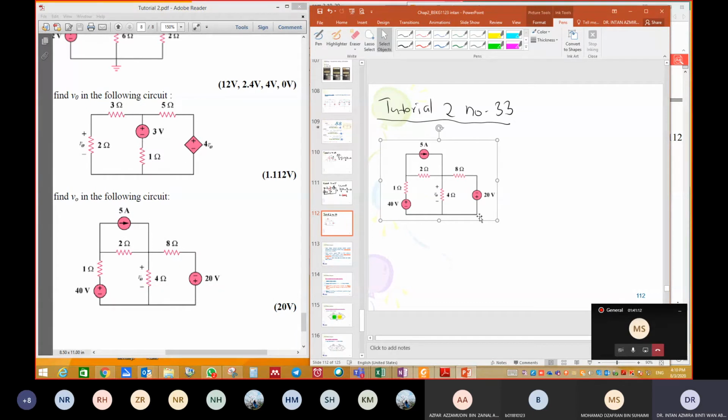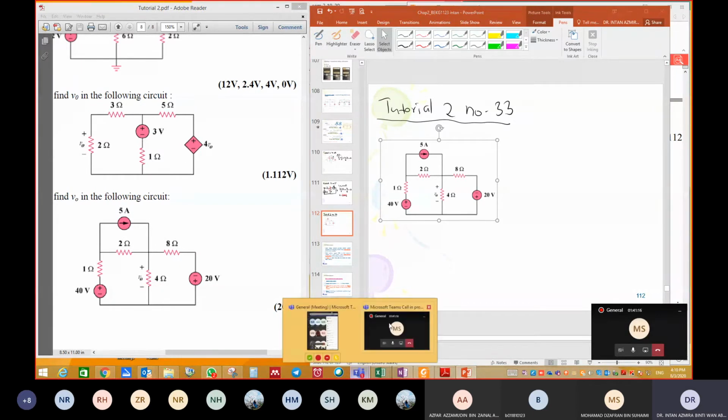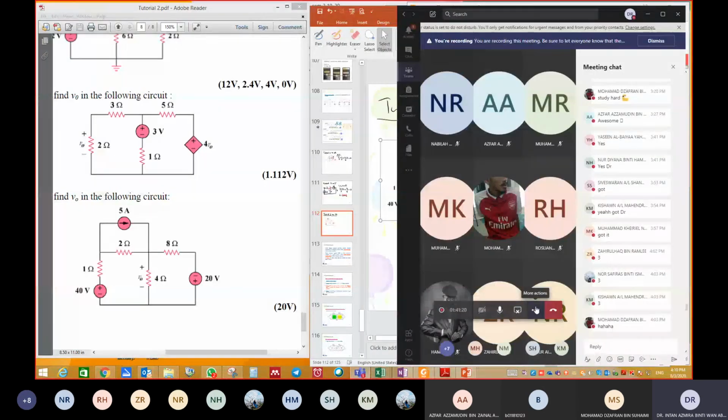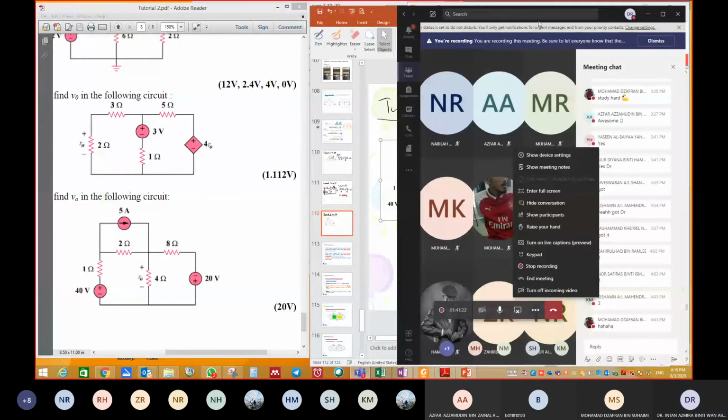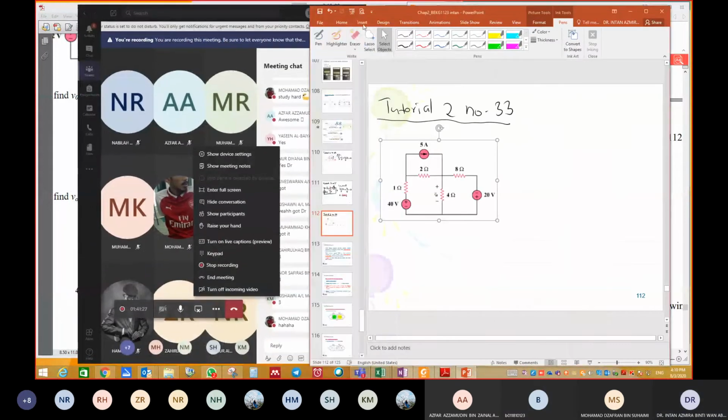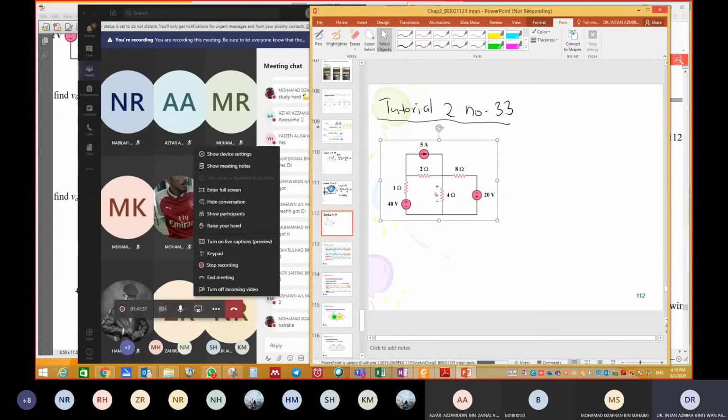Okay, how many nodes here? In your opinion, how many nodes here? How many nodes? 2. 2.